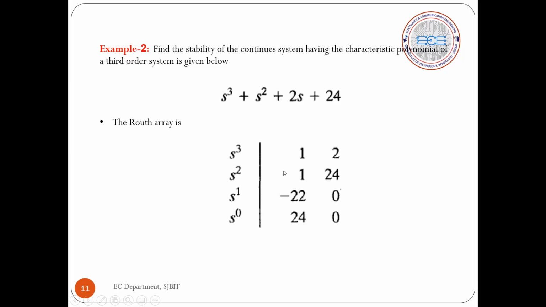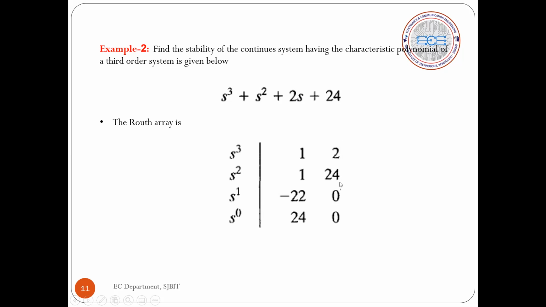Next is the s square row. In the s square row, we have to take the coefficient of s square, which is 1. The coefficient of s we have to skip. The next term is 24. I have taken that here. So now s power 1 I have to compute.